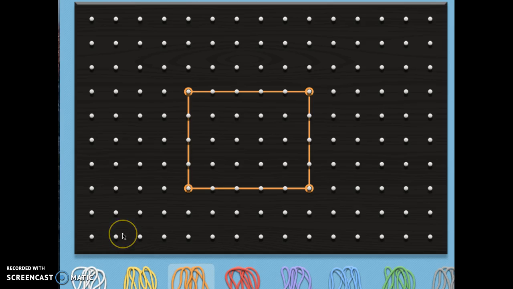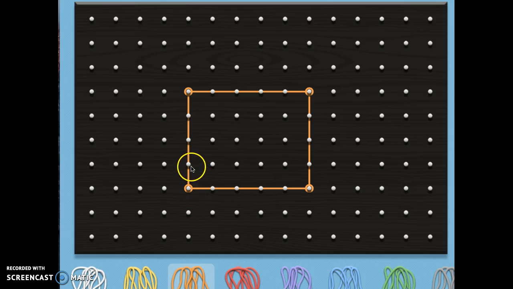When we're finding the area of a rectangle, we can always take the length of each side. In this case, we need to count the spaces between the pins on the GeoBoard. 1, 2, 3, 4, 5. We can take the length and we can take the height. 1, 2, 3, 4. So 5 times 4 is 20. So we have 20 square units.